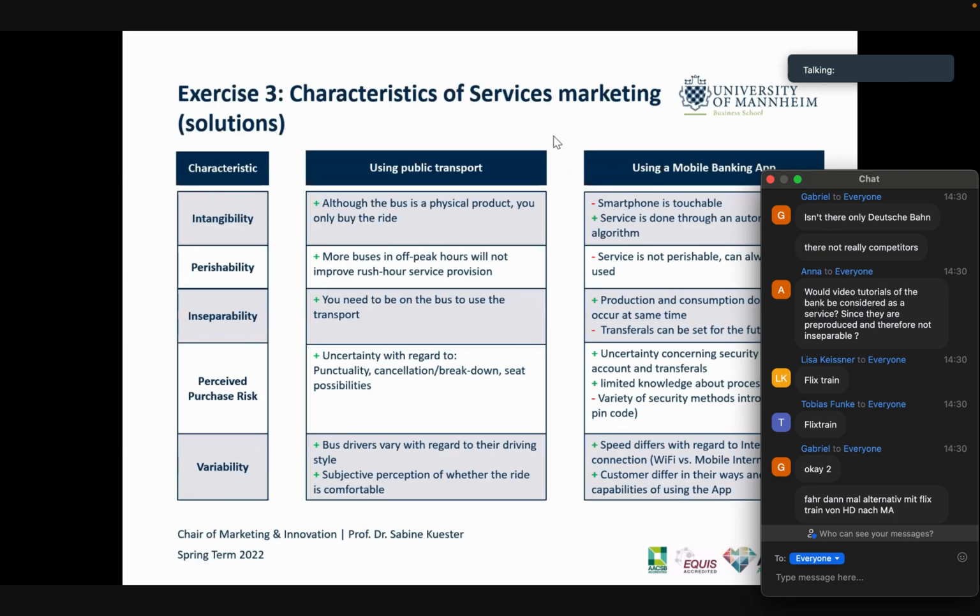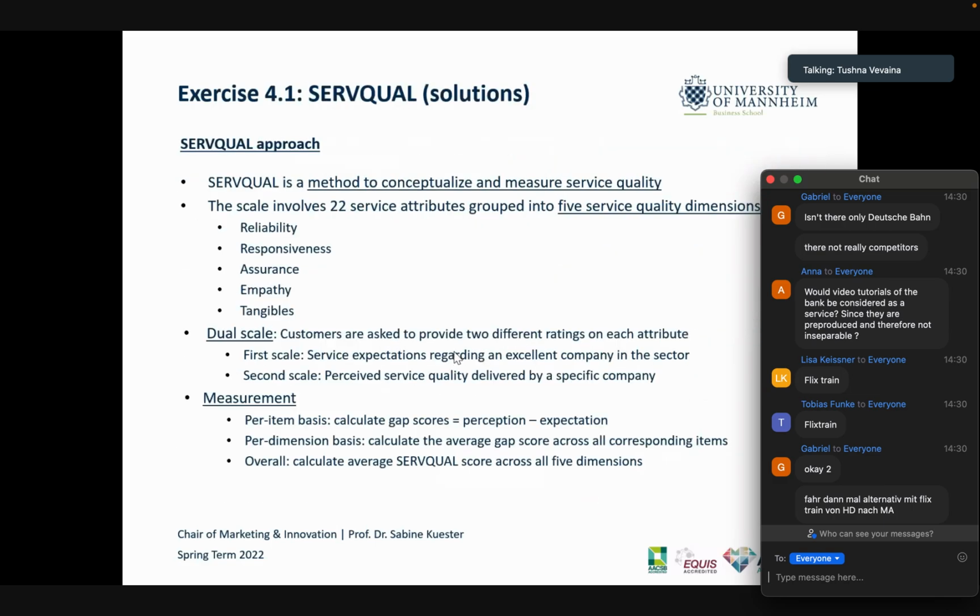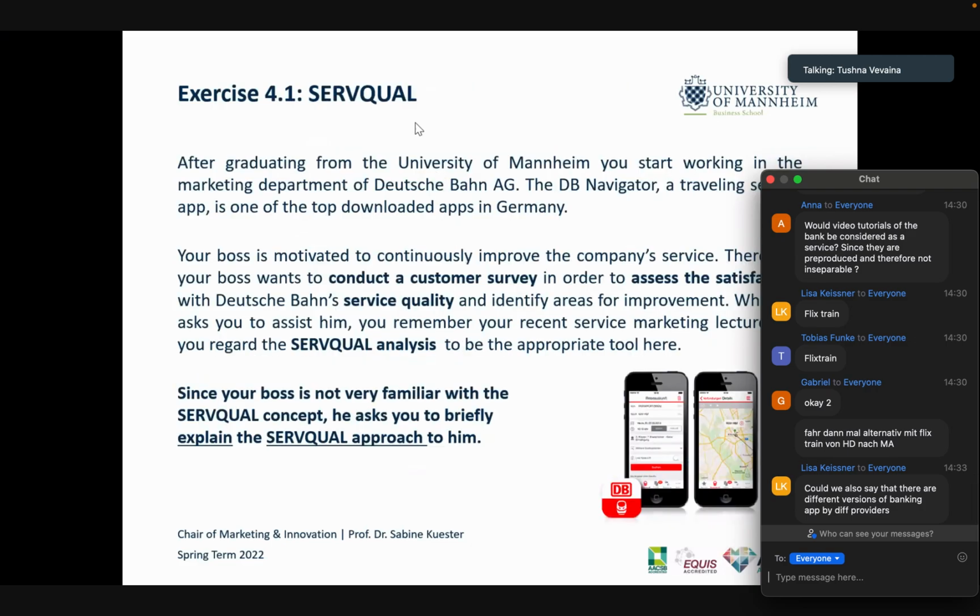Okay, so I hope the characteristics are quite clear and we can move on to the next exercise. So we have a question on service quality. Your first question is a theoretical question, asking you to explain the concept of service quality. Does anyone want to go ahead and answer this?